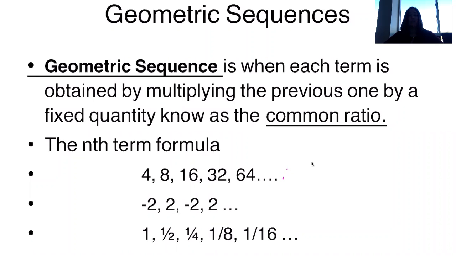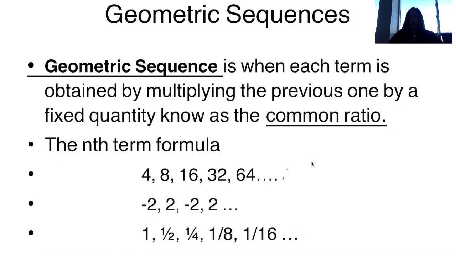So what is a geometric sequence? We dealt with arithmetic sequences, where you're adding or subtracting the same value over again to create a list of numbers. With a geometric sequence, you're actually multiplying the previous number by a number over and over again. And that number that you're multiplying by is called the common ratio.